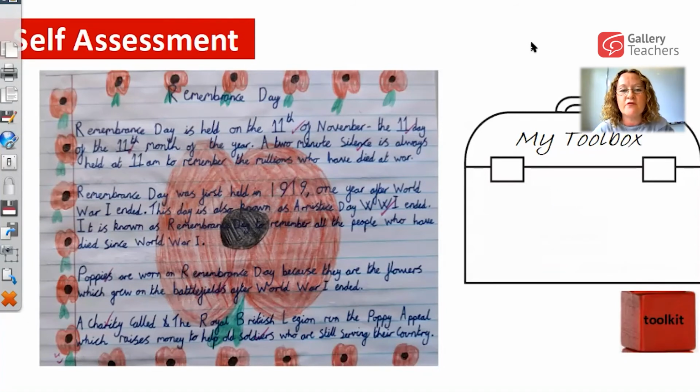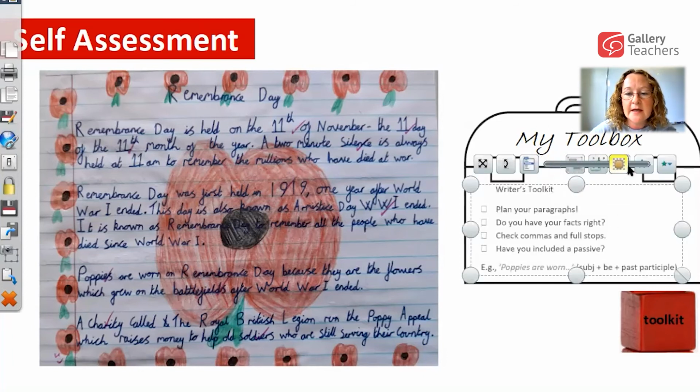So this is a piece of writing done by an 11-year-old. Actually, my son did this at the end of his primary school, and he was asked to write a little piece about Remembrance Day. And he was then asked to assess how well he'd done that. So in order to assess how good you are at something, you do need some information. Now, one thing is using a toolkit like we've got here. And this is the information that he had.